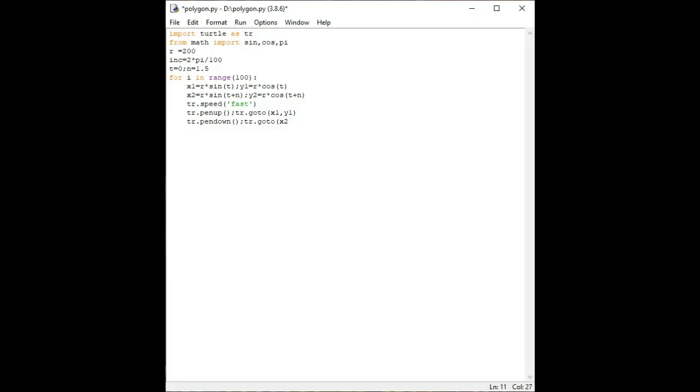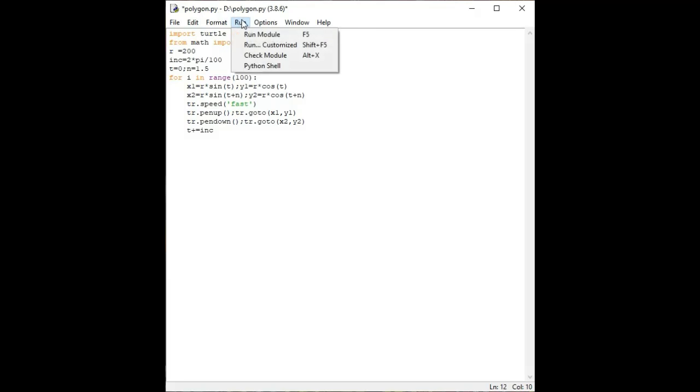and then we have to write t plus equals inc. This t is incremented by inc, and then if you run it now, you can get it.